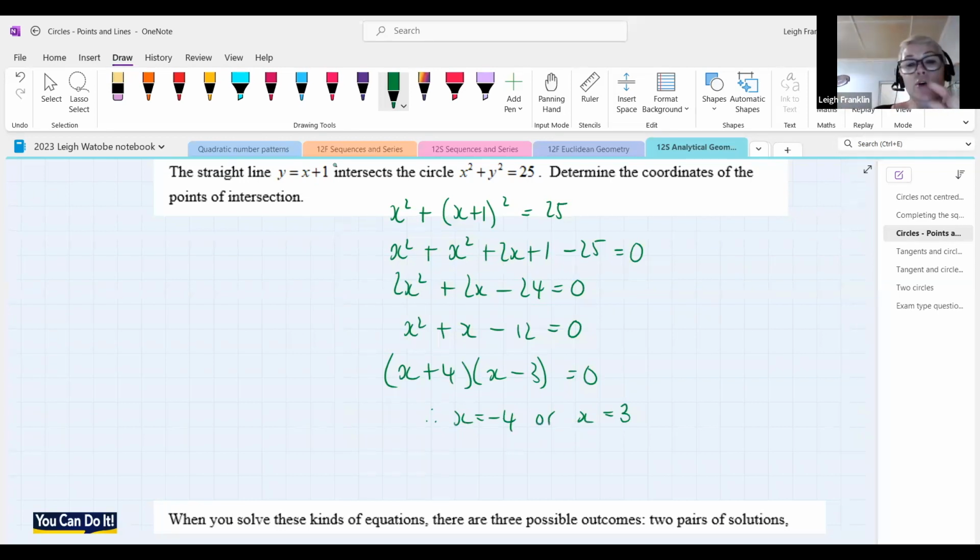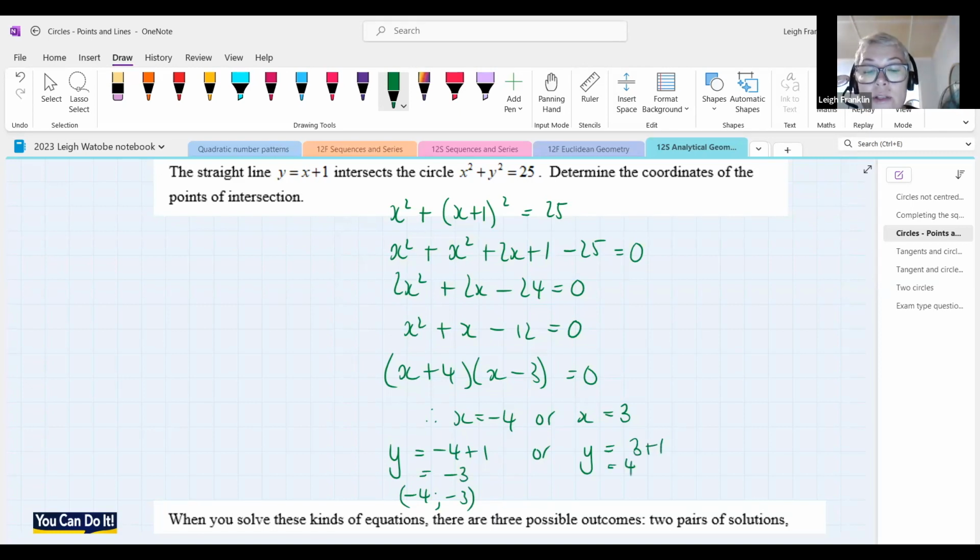You can either use the straight line or the circle to work out the coordinate of y. The easiest thing for you to do is to use the straight line. So you would go and sub in for y now. y equals negative 4 plus 1, and we would end up with negative 3. So here we've got negative 4 and negative 3 as one point of intersection. And the other one is 3 plus 1, so that would give us 4 as an answer. So here we would have 3 and 4, and those would be our points of intersection.